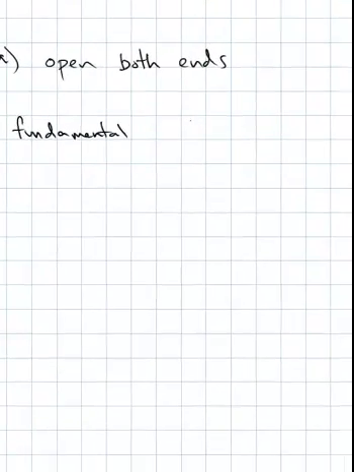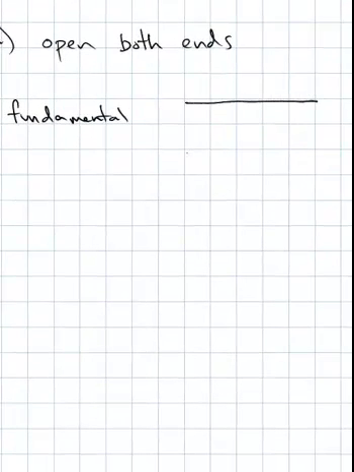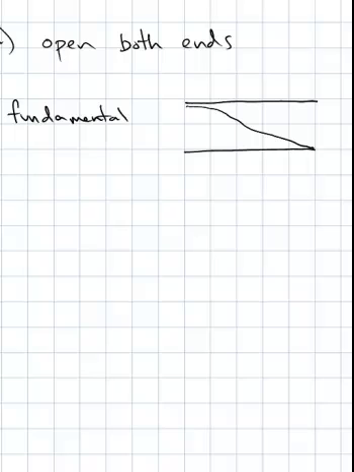And the fundamental frequency, here's our pipe. That's sort of a cross-section of the pipe. The fundamental frequency is going to look something like this because it has to have an antinode at each end of the pipe. An open end has to be an antinode. A closed end has to be a node. So there's our lowest frequency that makes a standing wave in a pipe open at both ends.